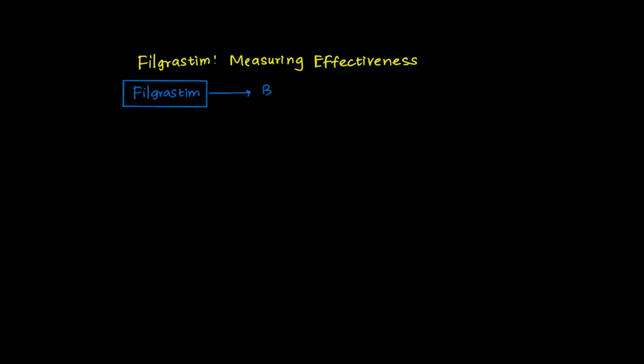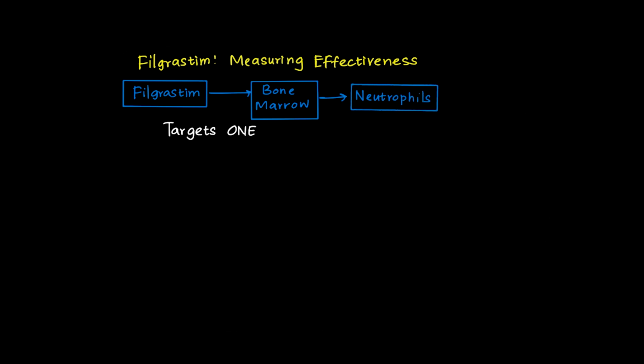Filgrastim has been prescribed for a neutropenic chemo patient, and they want to know how to tell if it's working. The lab value that answers this question is the absolute neutrophil count, the ANC. Filgrastim is a colony-stimulating factor that specifically tells the bone marrow to ramp up neutrophil production. It targets one cell line, neutrophils, and that's it.